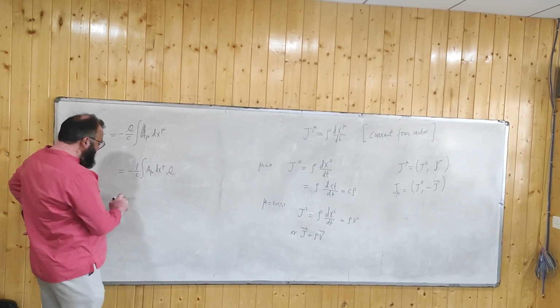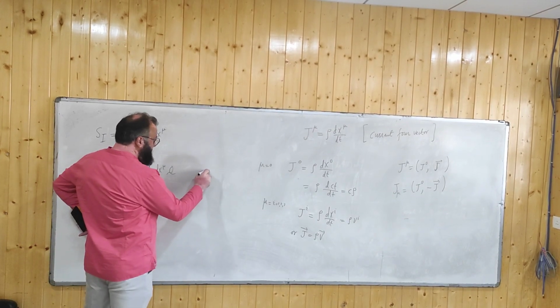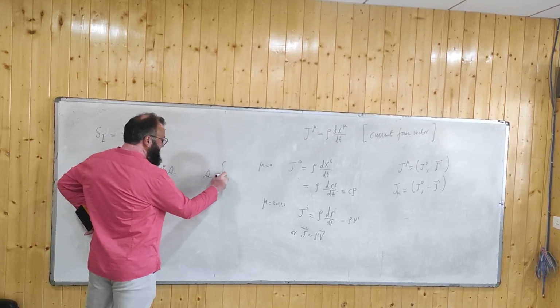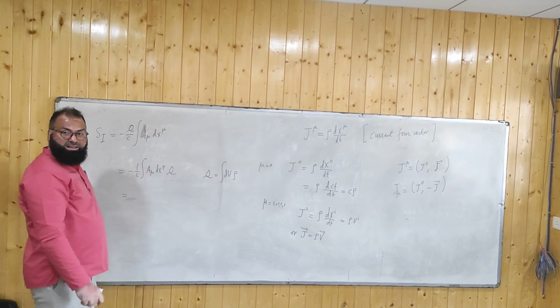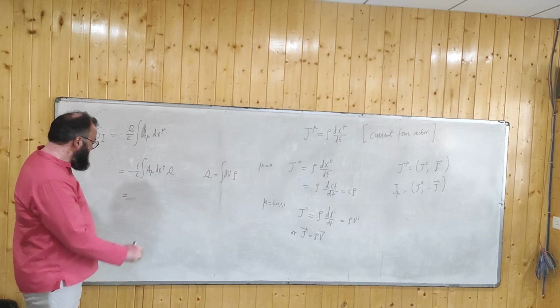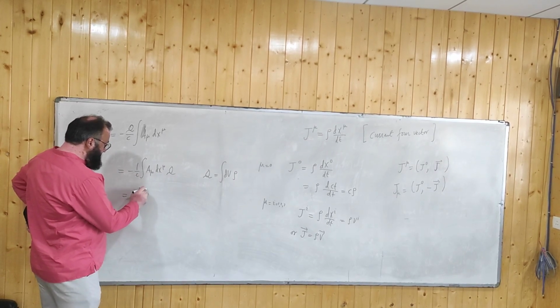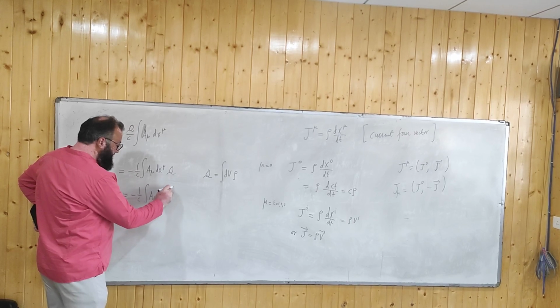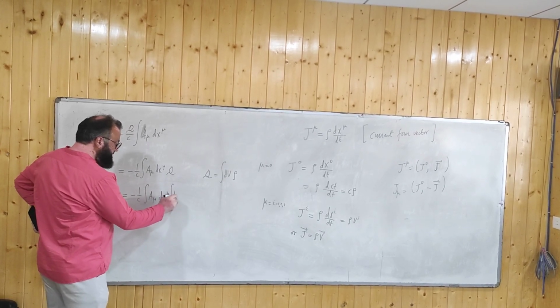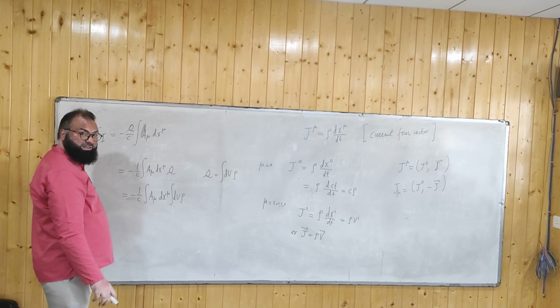Now tell me how I can write this Q, the total charge, in terms of the charge density. Can I write it in this fashion: integral dV times rho? Therefore I can write it as minus 1 by c A mu dx mu, integration over volume of rho. Clear?